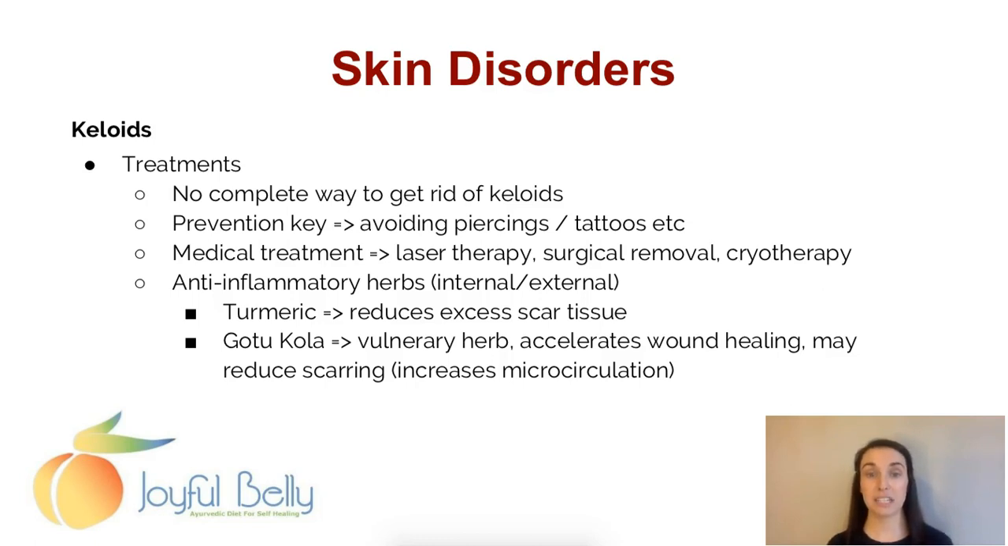Anti-inflammatory herbs can be used internally and externally, such as turmeric, which helps reduce excess scar tissue, and gotu kola, which is a vulnerary herb, which accelerates wound healing and may reduce scarring as it increases microcirculation.